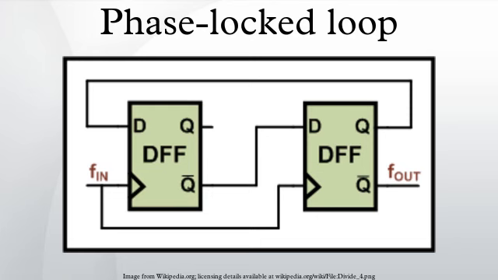Some PLLs also include a divider between the reference clock and the reference input to the phase detector. If the divider in the feedback path divides by N and the reference input divider divides by R, it allows the PLL to multiply the reference frequency by N/R. It might seem simpler to just feed the PLL a lower frequency, but in some cases the reference frequency may be constrained by other issues, and then the reference divider is useful.